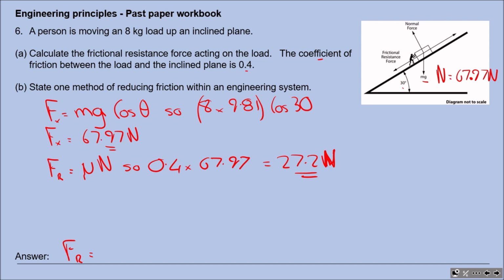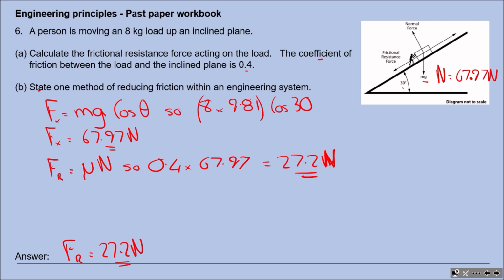So really what we're saying here is that to get this object to move up in this direction, we're going to need to apply that force to overcome that friction, which will get that object moving. So we're going to do 27.2 newtons in that case. Double underline that to get that one.